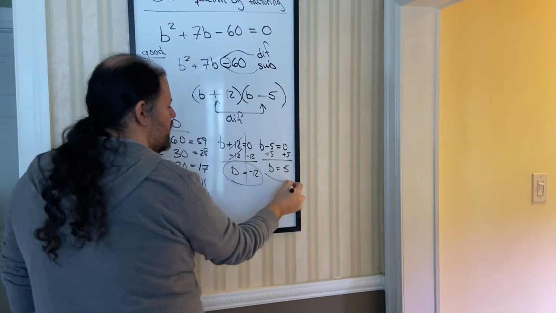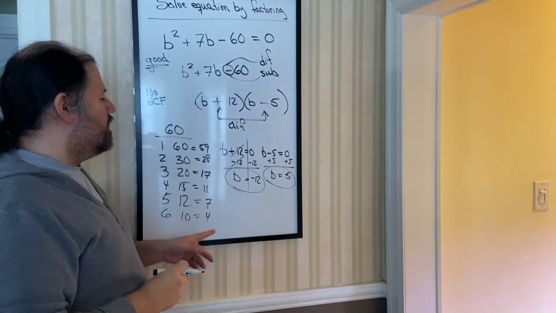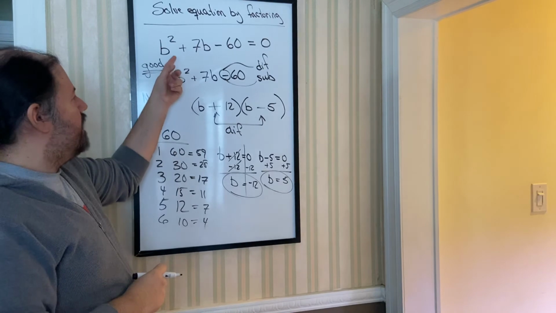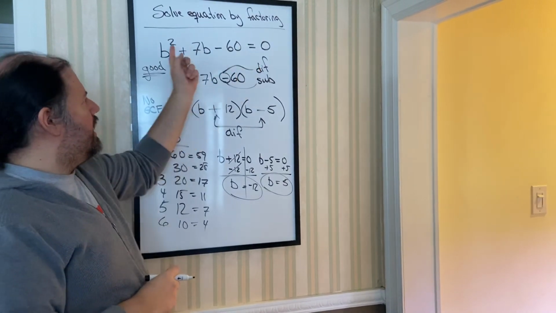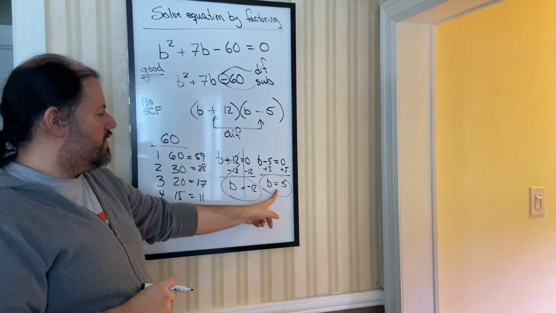There are your 2 answers. Now you might be saying, why do I have 2 answers? Shouldn't it be 1 answer? Well, remember, the clue was, look at your original problem. Notice that we have a square here. Square is your biggest exponent. That tells me I'm going to have 2 answers. Here's answer 1. There's answer 2.